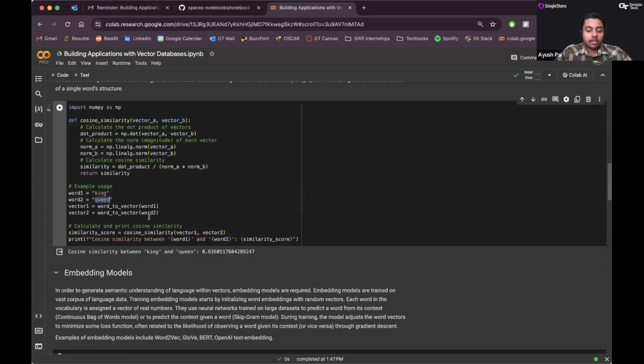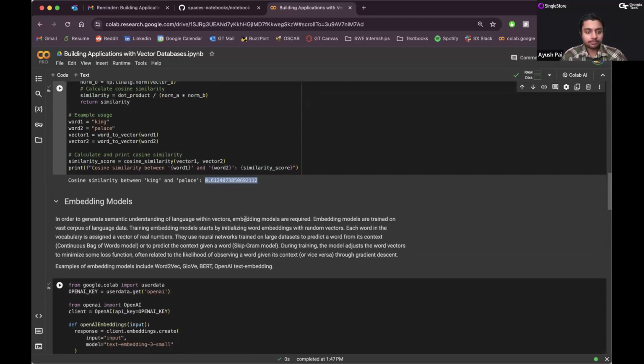So we have king and throne. This should be very similar, but it's going down in similarity, even though these are very similar words. If we did palace, this should be very high. In terms of an embedding model, we'll see how much higher this is later on.